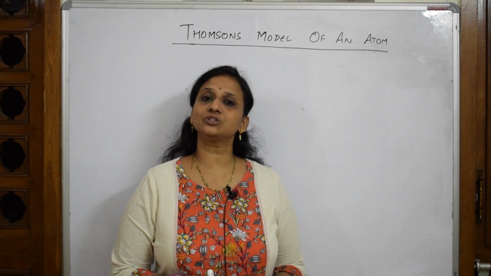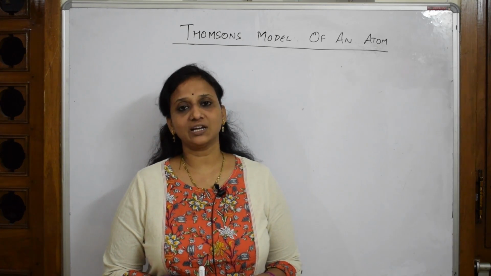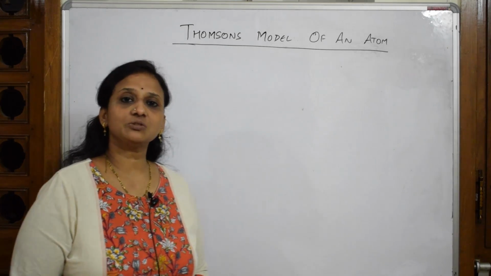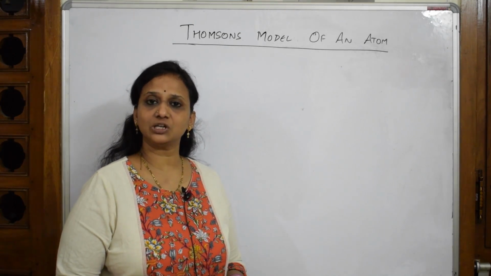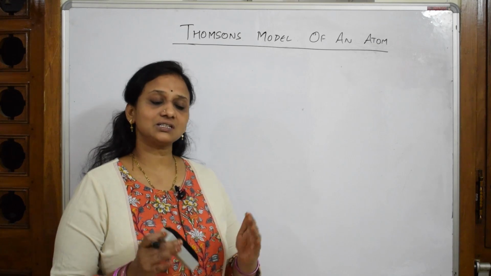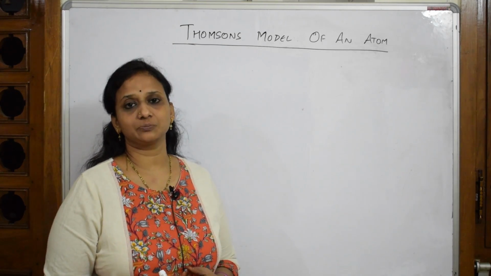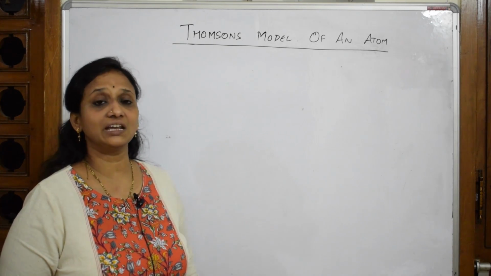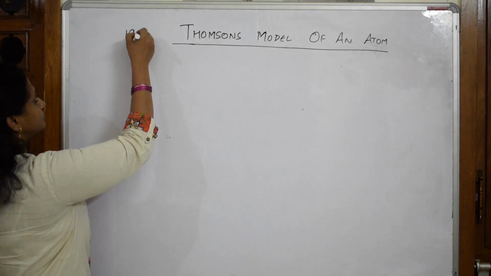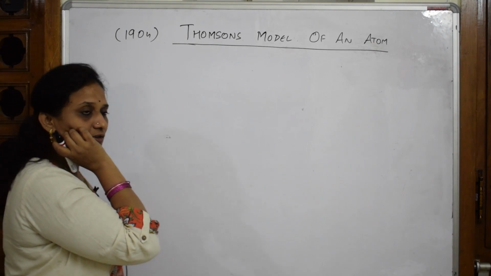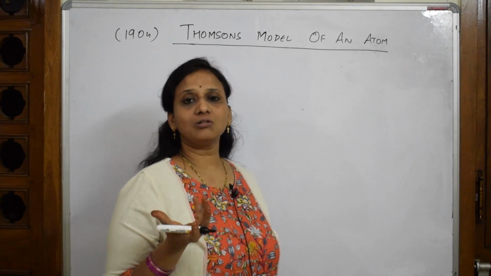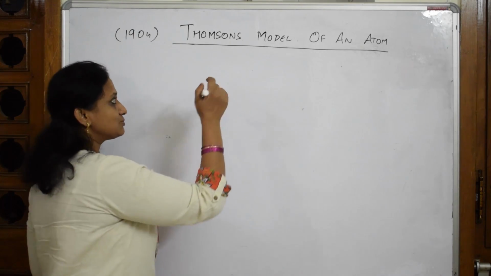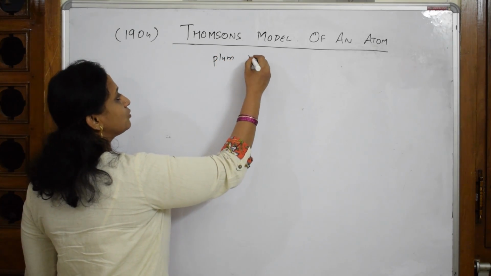Now gradually we'll go into a concept called atomic models of an atom. In that, the first model is Thomson's model of an atom. J.J. Thomson already gave us the e by m ratio, but here he has given us a complete analysis of an atom. J.J. Thomson gave this atomic model and his observation in the year 1904. When he gave this model of an atom, first he named it the plum pudding model.